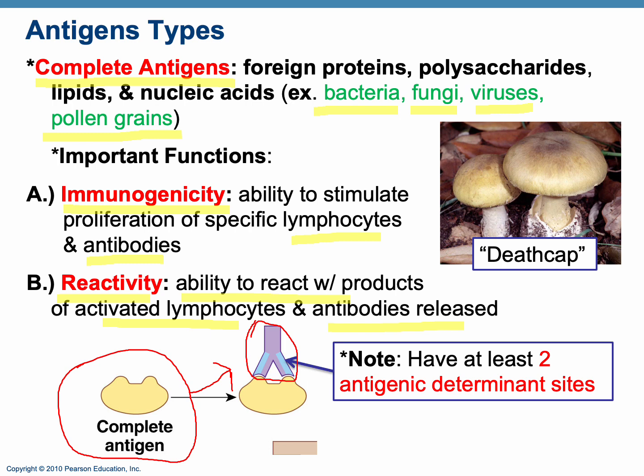Here's a lovely picture of the death cap mushroom, a great example of a complete antigen. The common name is death cap because of the toxicity found in this mushroom. Thankfully, it doesn't grow in Michigan.